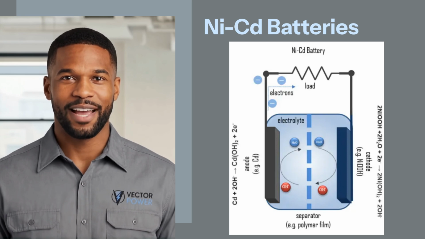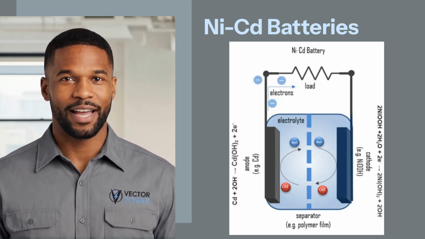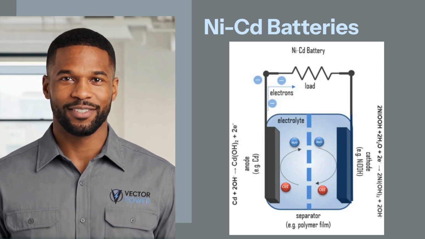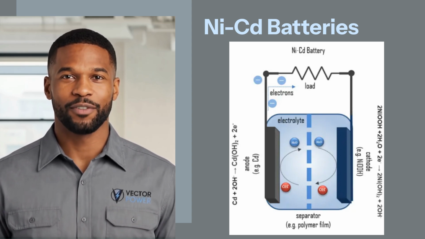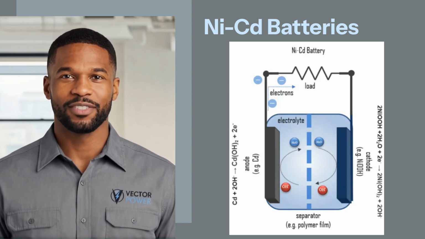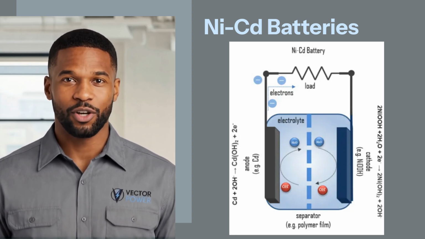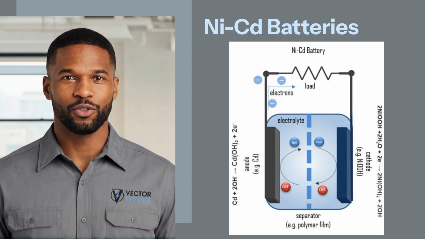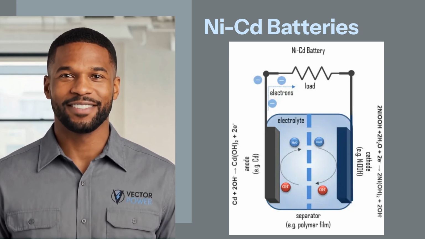The electrolyte, potassium hydroxide, facilitates the movement of hydroxide ions between the electrodes during charging and discharging. The overall cell reaction is reversible, allowing the battery to be recharged multiple times. During discharge, nickel oxide is reduced to nickel hydroxide, and cadmium is oxidized to cadmium hydroxide. These reactions are reversed during charging, restoring the electrodes' original composition. The potassium hydroxide electrolyte supports fast ion exchange and helps maintain capacity over time.